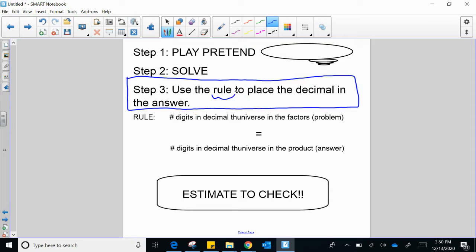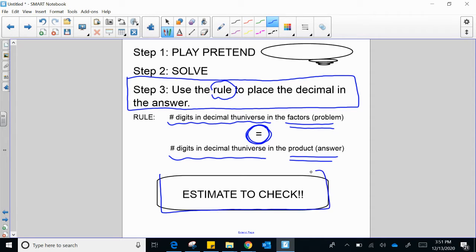And we want to use the rule described below to place the decimal point in. And the rule is pretty simple. You are going to count the number of digits that live in the decimal universe in the factors, the problem that we're multiplying together. And that has to be the same as the number of digits in the answer or the product.